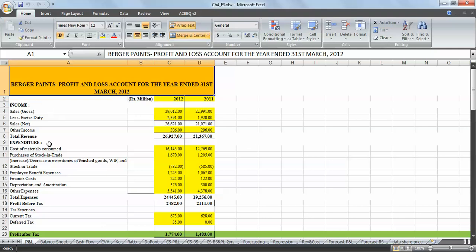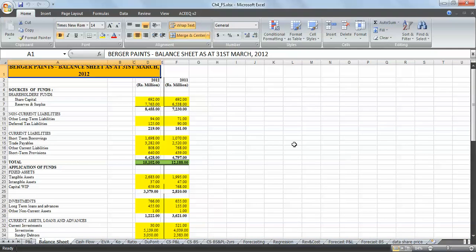The income is given here, the gross income less the excise duty, then the net sales income, the other income, and the total revenue. The expenditures are given here, and the profit after tax is 1774 rupees million and 1483 rupees million. Similarly, in this tab, the balance sheet is also given of the 2 years 2011 and 2012.